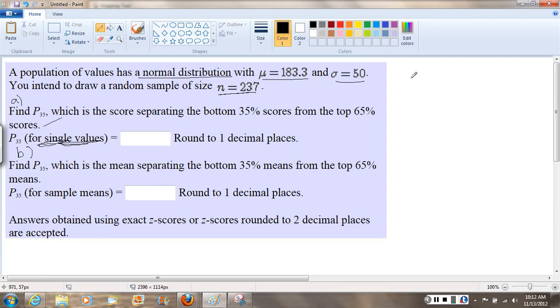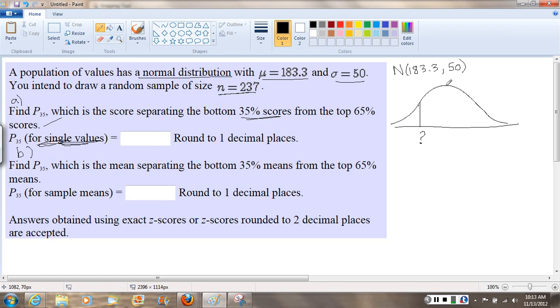So let's draw a picture here. Let's draw out that normal curve, a nice symmetric bell-shaped curve. Let's put our information about the curve. It's normal with mean 183.3 and standard deviation 50. And we're talking about the 35th percentile, so the bottom 35% of scores separated from the top 65% of scores. So we can sketch a line in here. We don't know exactly where it is, so we're going to put a question mark.